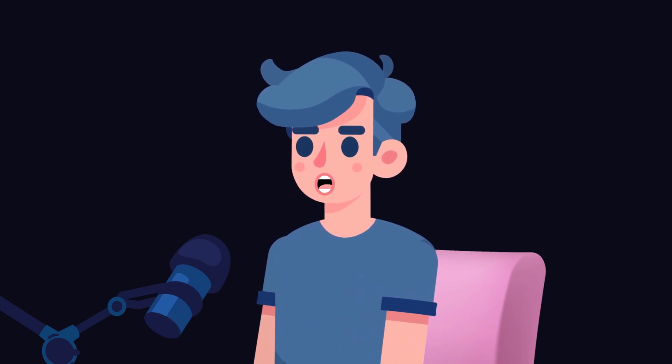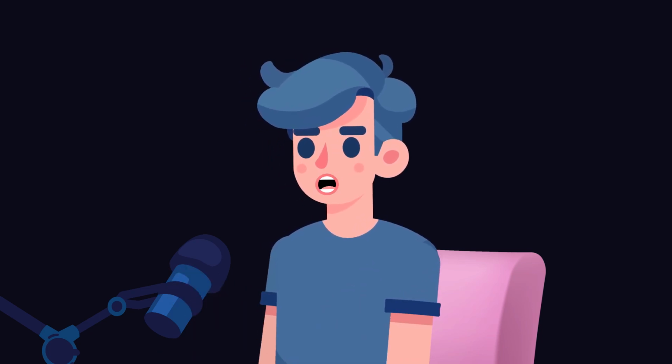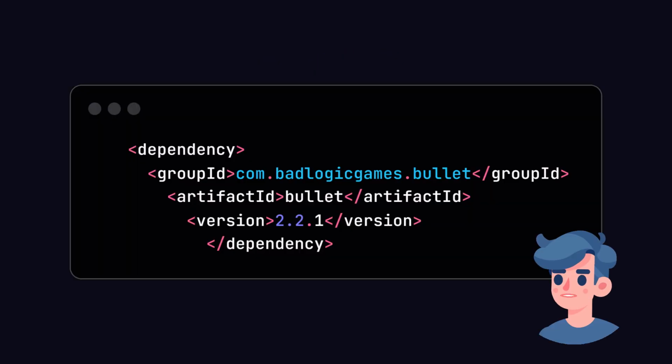Now, let's get familiar with JBullet, which is a Java port of the Bullet physics engine. JBullet is widely used in game development and simulations because it's efficient and provides a comprehensive API for 3D physics simulation. To get started, you need to have JBullet in your project.